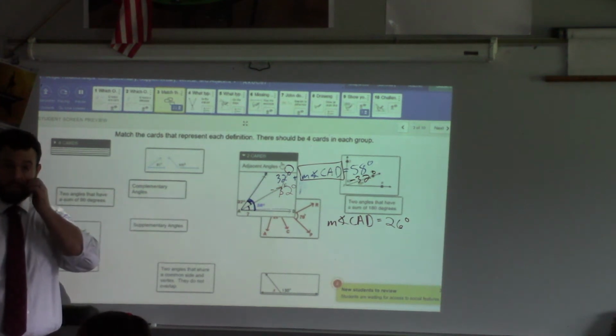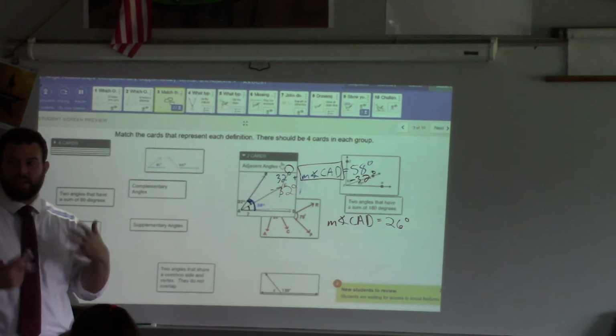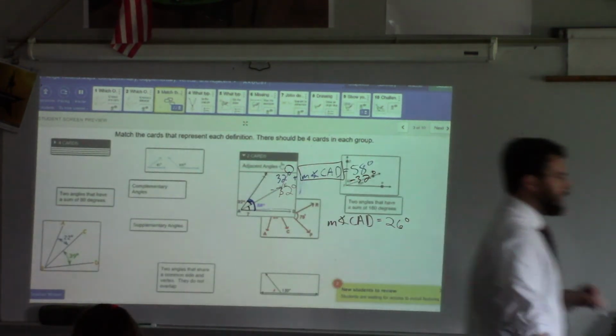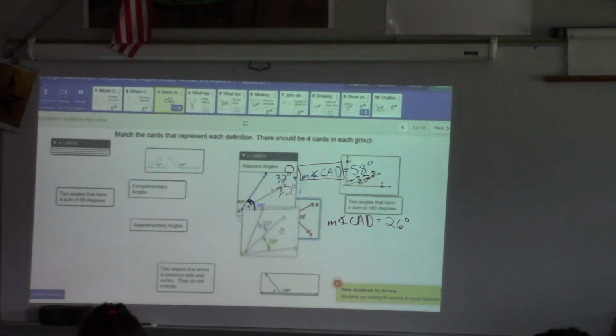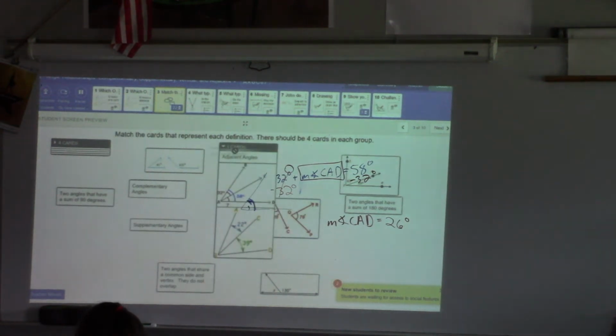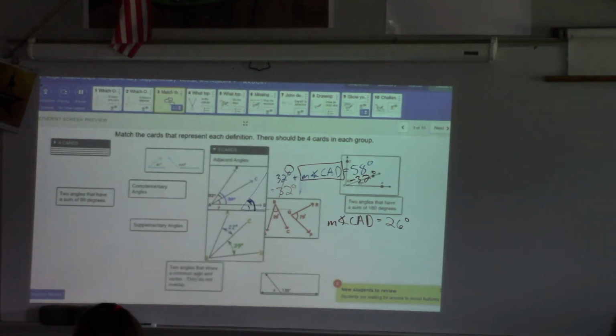Any questions? Do we see how we can use the idea of adjacent angles to find unknown angle measures? Okay. Does anything else need to go with adjacent angles? The one all the way to the bottom left. This one? Yeah. Okay. Any descriptors that need to go with adjacent angles? Two angles that share a common side and vertex. And they do not overlap?